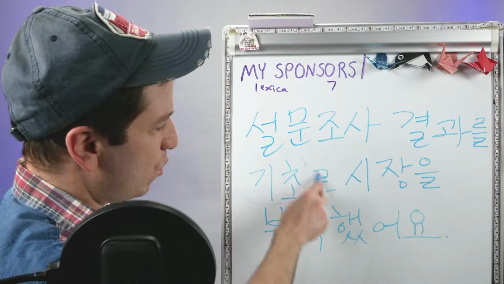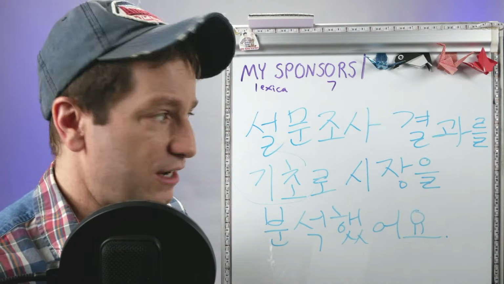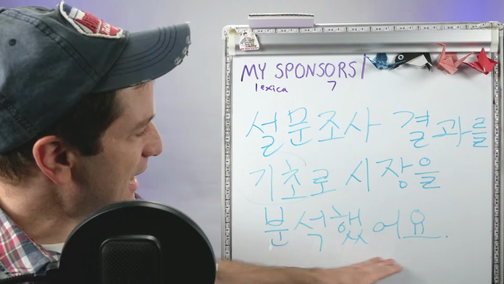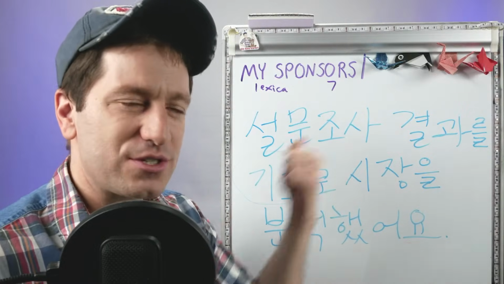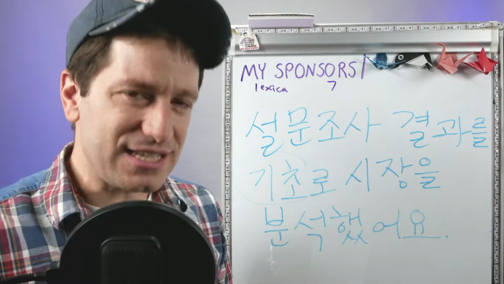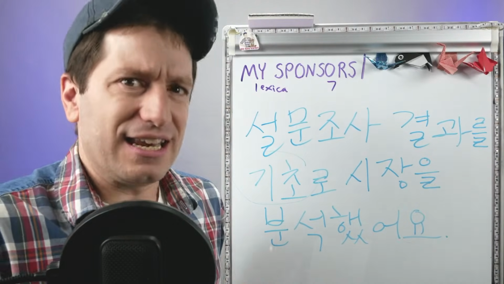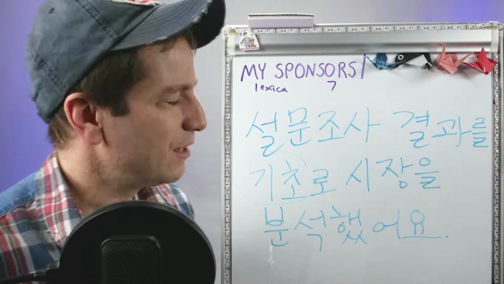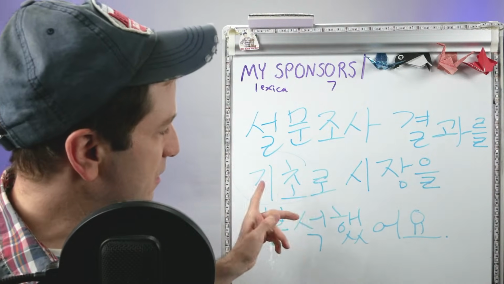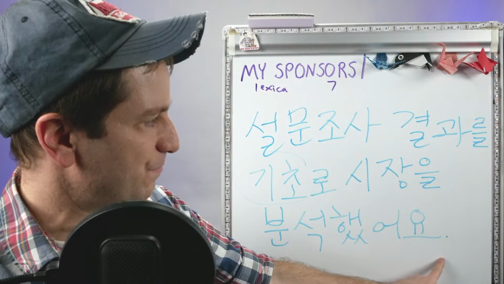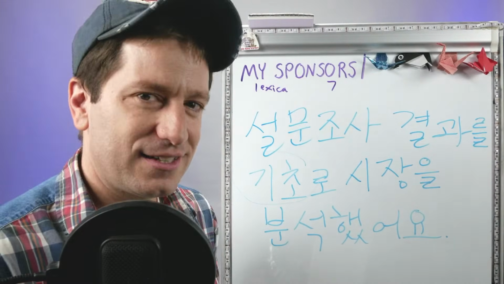But remember, 기초 means basics, and it has the nuance of something starting from somewhere. So this has the feeling of saying, I analyzed the market starting with the results of the survey. So it still means based on, but it has the nuance now of that being the first thing that I did. Even though, again, it's still literally the same meaning, based on. So I analyzed the market based on the results of the survey. 설문조사 결과를 기초로 시장을 분석했어요. But now it has that nuance of starting with, like that was the first thing that I did.